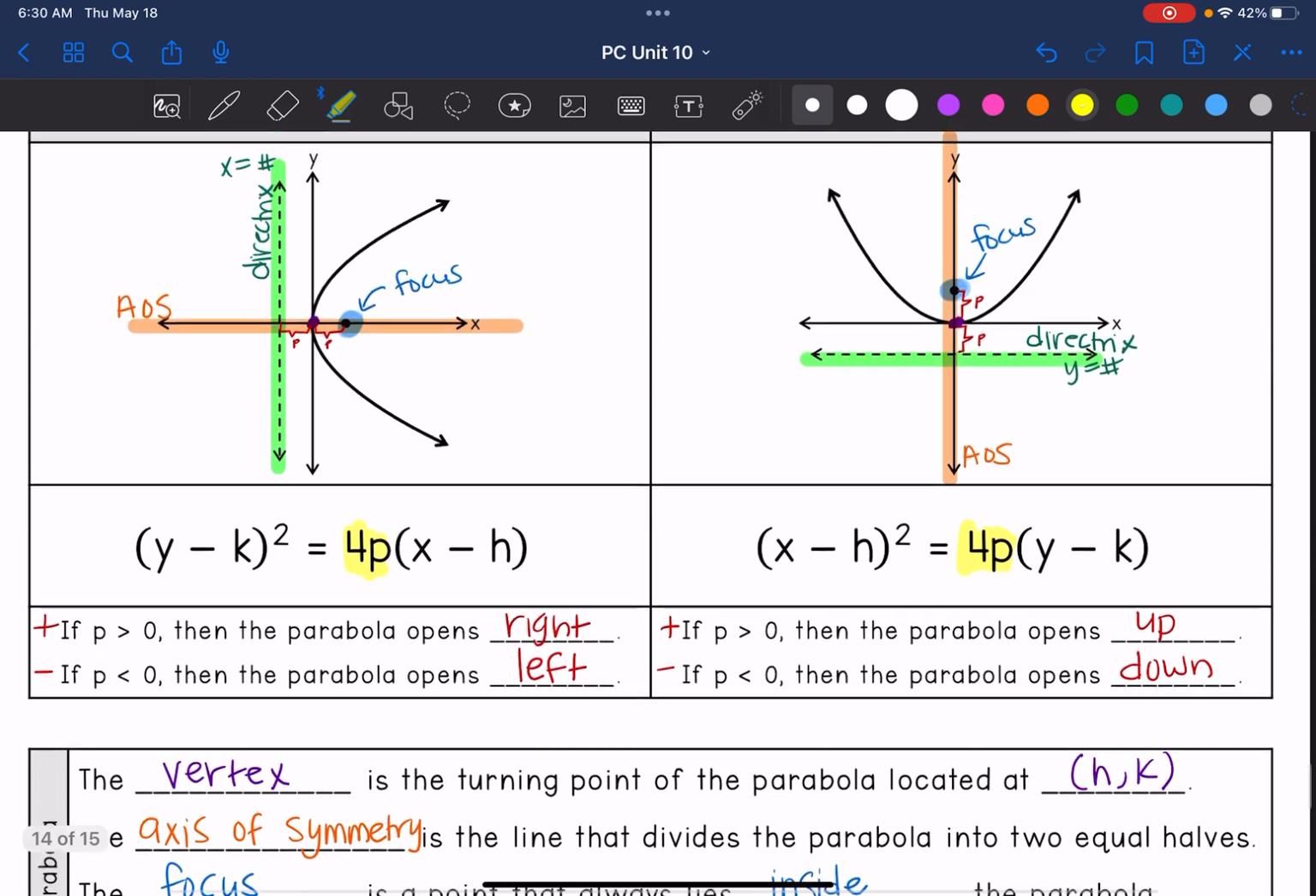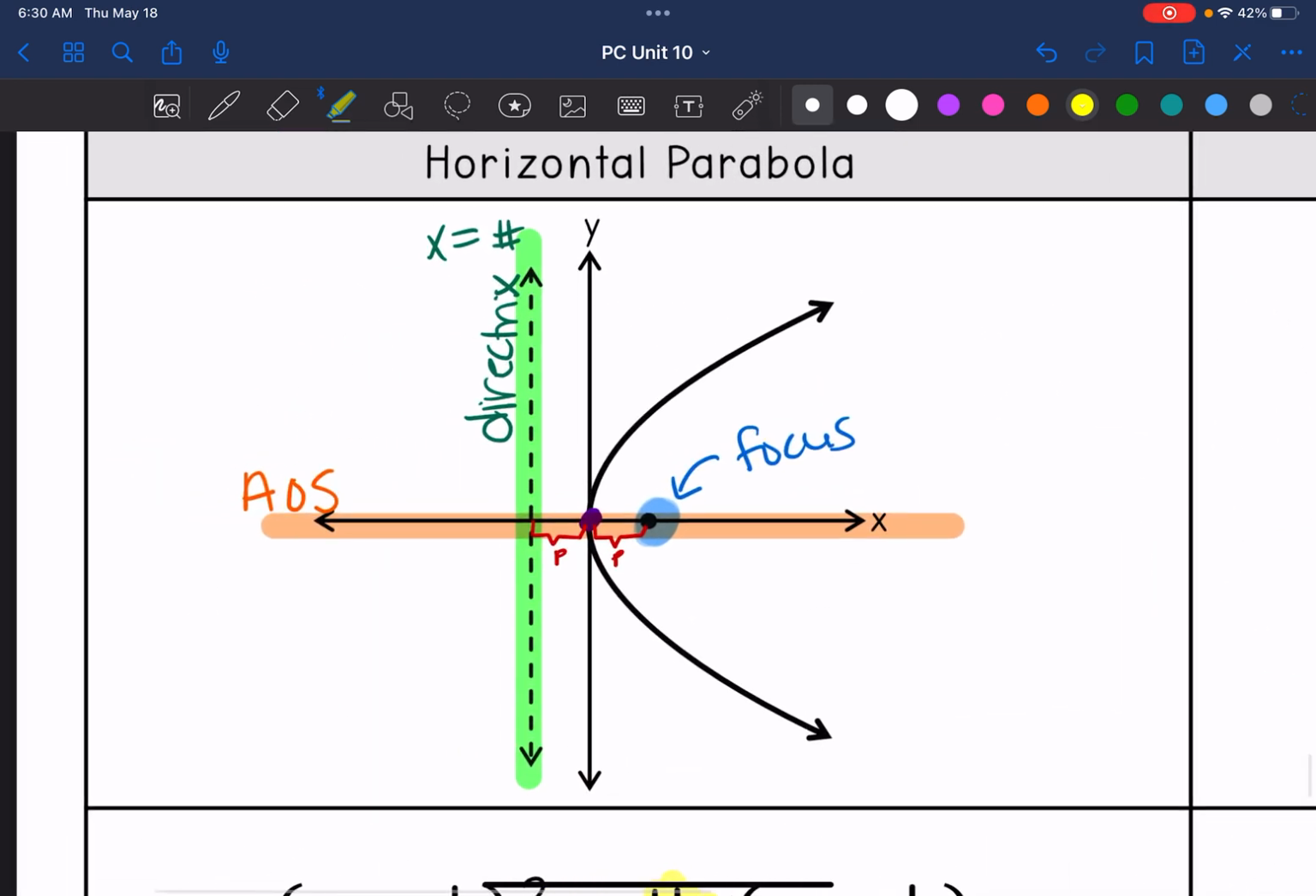And latus rectum, so it's not on your picture, we're going to draw it in. It goes through the focus and lands on top of the parabolic curve. So kind of like that. Let me use, not a highlighter, let me use a pencil. So this right here, that is the latus rectum. So what that does is it tells us how wide this parabola has to open.